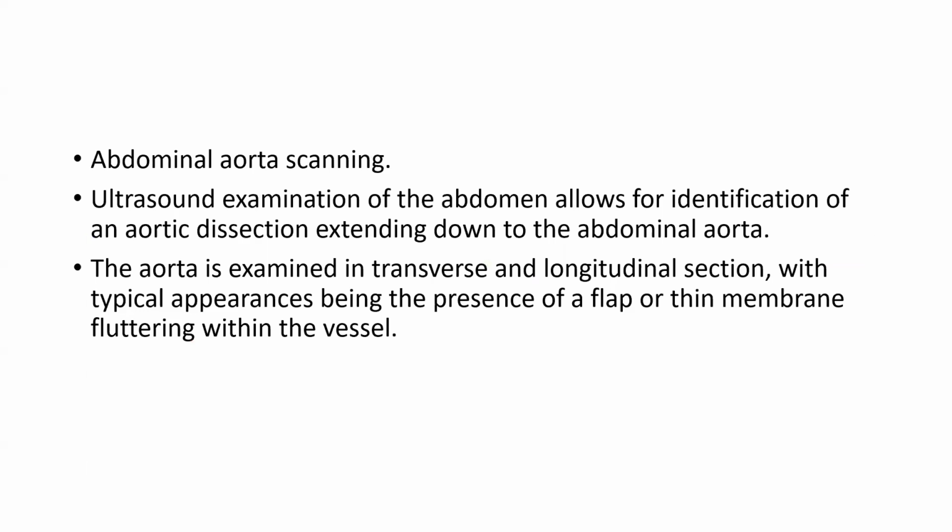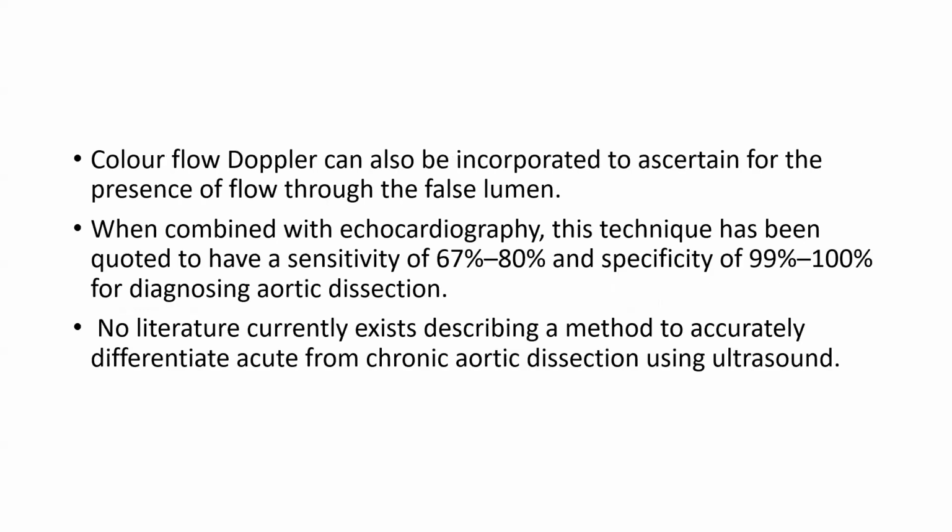Now, abdominal aorta scan. Ultrasound examination of the abdomen allows for the identification of an aortic dissection extending down the abdominal aorta. The aorta is examined in the transverse and longitudinal sections, with the typical appearance being the presence of a flap or thin membrane fluttering within the vessel. Color flow Doppler can also be incorporated to ascertain the presence of flow through the false lumen. When combined with echocardiography, this technique has been quoted to have a sensitivity of 67% to 80% and specificity of 99% to 100% for diagnosing aortic dissection.